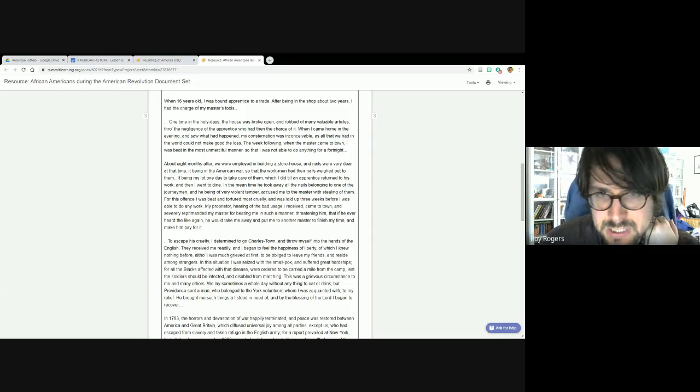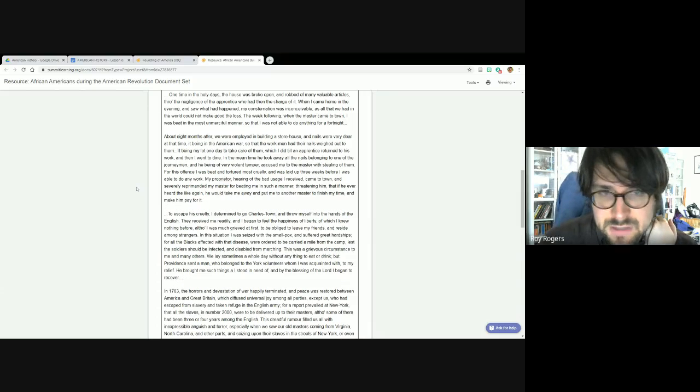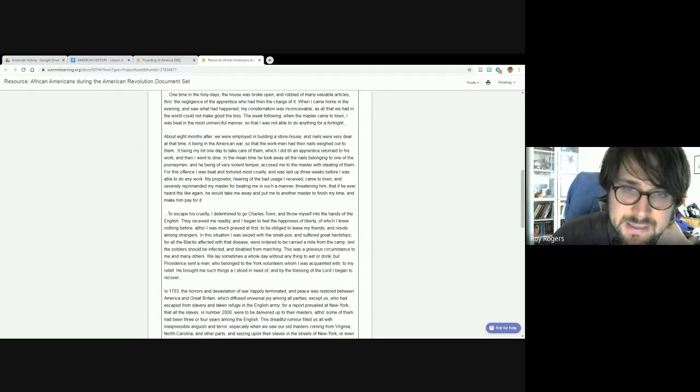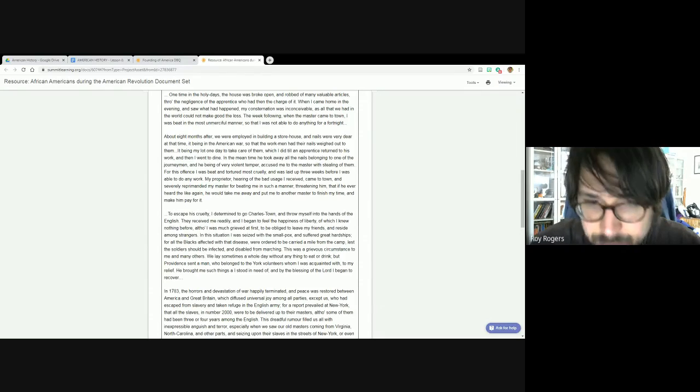To escape his cruelty, I determined to go to Charlestown and throw myself into the hands of the English. They received me readily, and I began to feel the happiness of liberty, of which I knew nothing before. Although I was much grieved at first to be obliged to leave my friends and reside among strangers, in this situation I was seized with the smallpox and suffered great hardships, for all the blacks affected with that disease were ordered to be carried a mile from camp, lest the soldiers should be affected and disabled from marching. This was a grievous circumstance to me and many others. We lay sometimes a whole day without anything to eat or drink, but Providence sent a man who belonged to the York Volunteers, whom I was acquainted with, to my relief. He brought me such things as I stood in need of, and by the blessings of the Lord I began to recover.